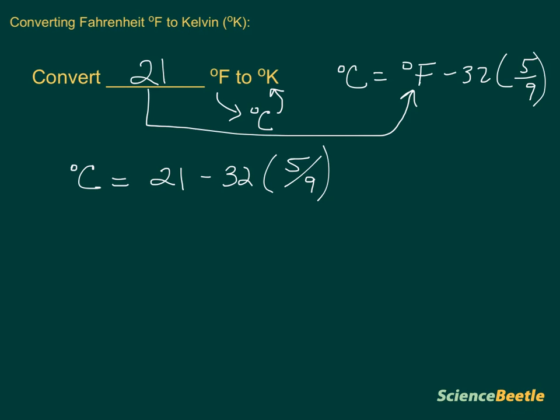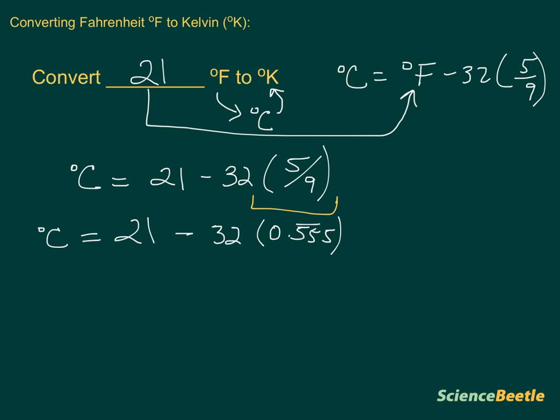Okay, if I solve for 5 divided by 9 here, that's going to give me 0.555 repeating, and this is going to be multiplied times the 32. I'm going to bring down the rest of the equation, so the minus sign comes back as well as the 21, and this will be equal to the degrees Celsius.